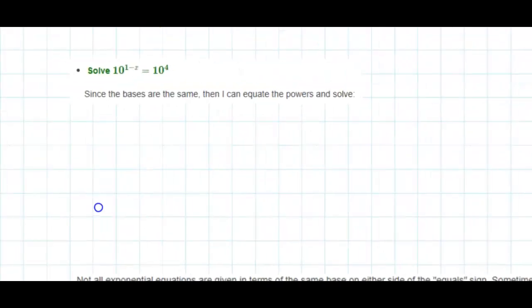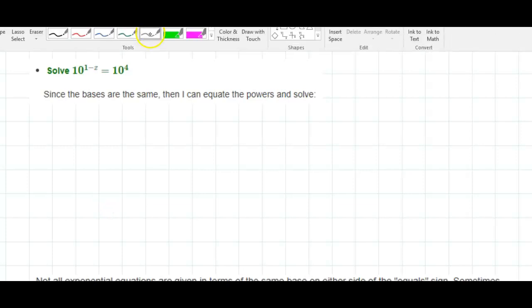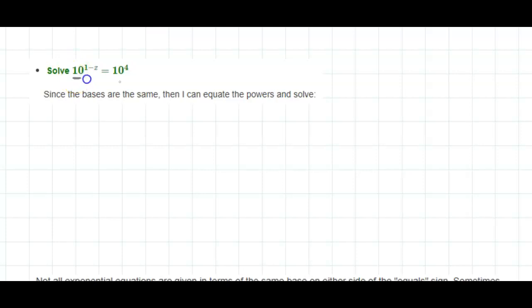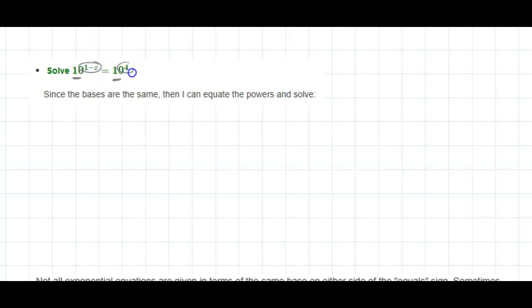So let's do another example. 10 raised to the x minus 1 equals 10 to the fourth. Both sides are base 10. So I can set the exponents equal to each other. This is only going to be true if the two exponents equal each other. And I got x to equal negative 3.